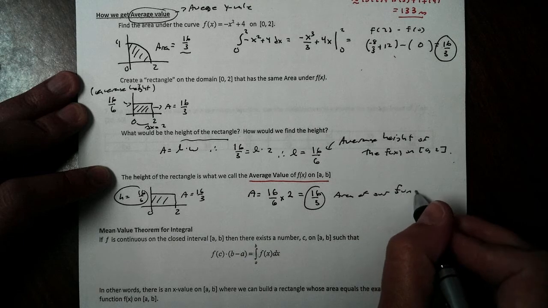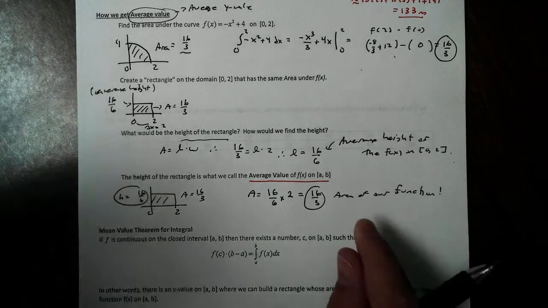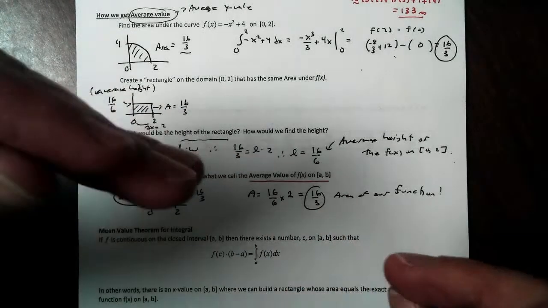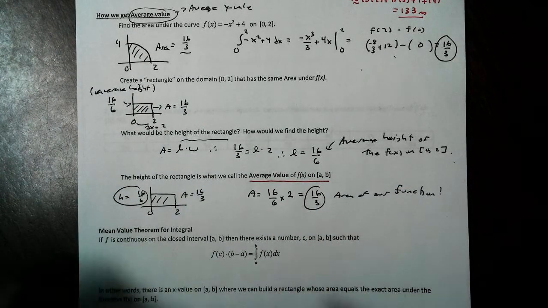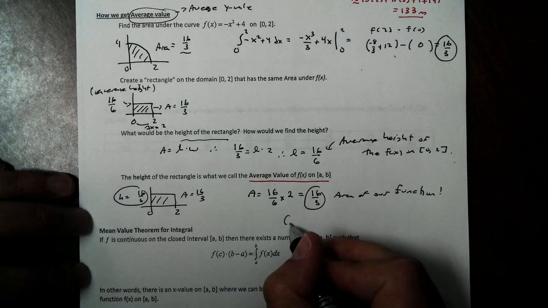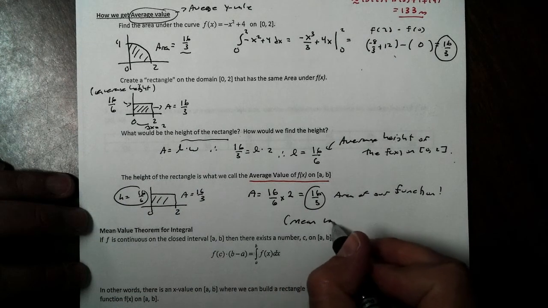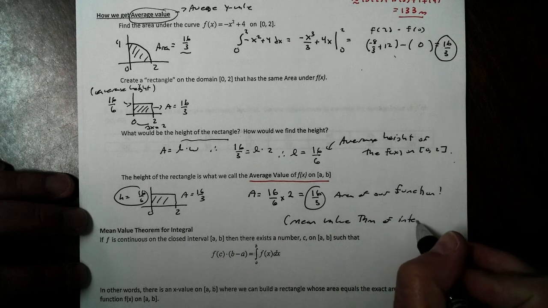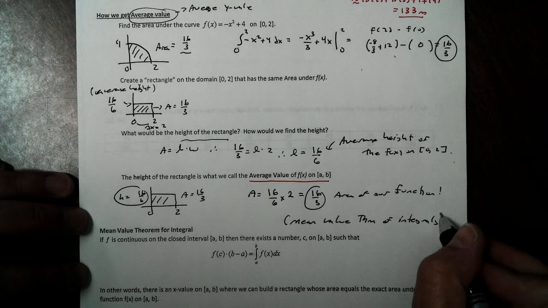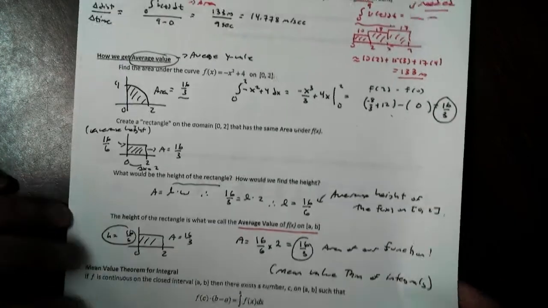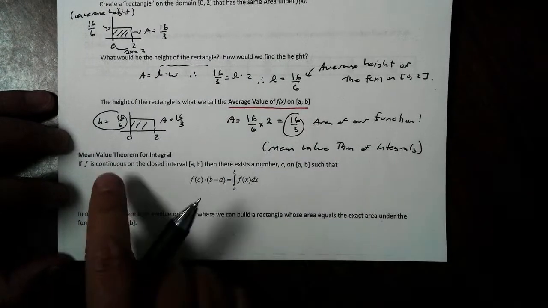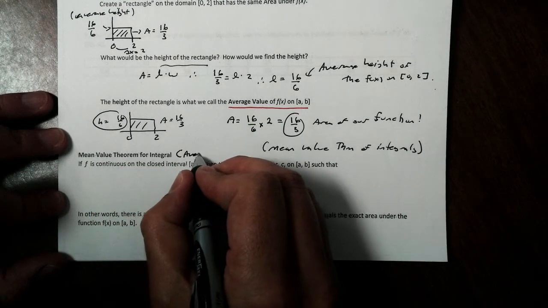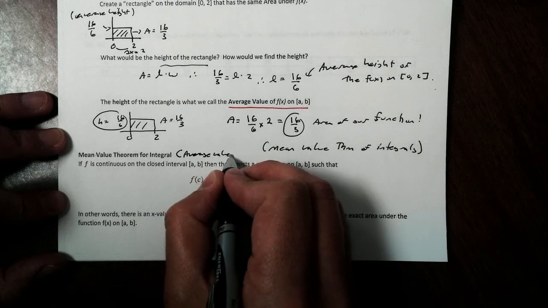And we do this all the time with grades. If your grade in class is like an 85, that means that is like the average of all of your grades in the class. This is sometimes called the mean value theorem of integrals. And this is basically what it says right here. The mean value theorem for integrals, or the average value formula theorem.